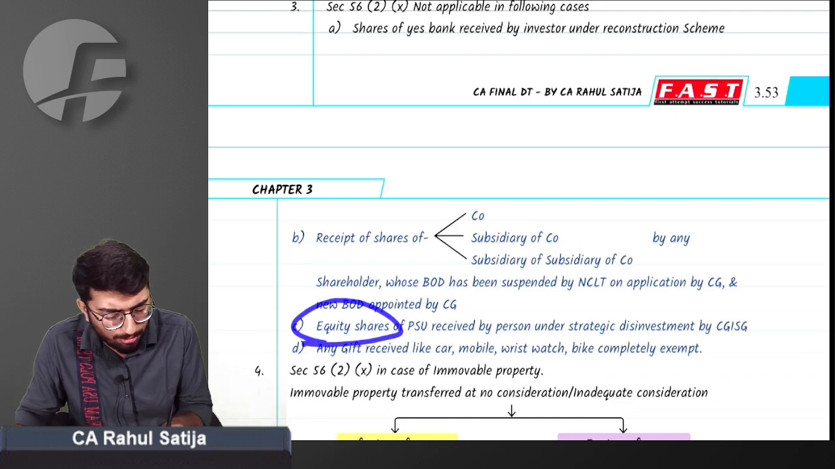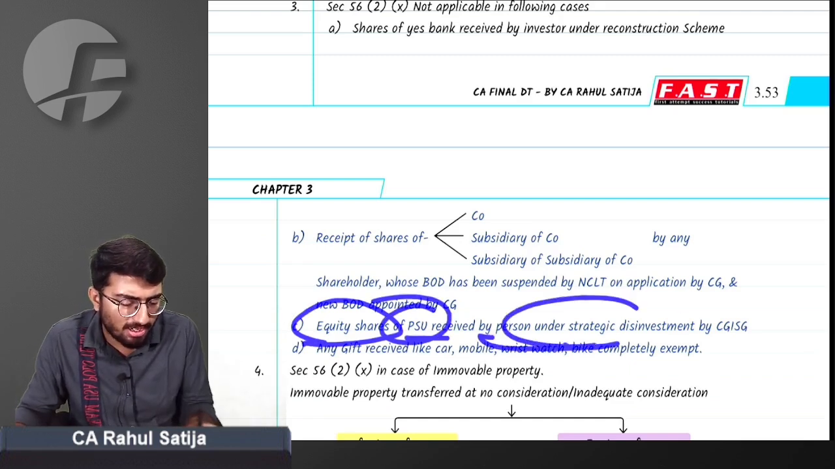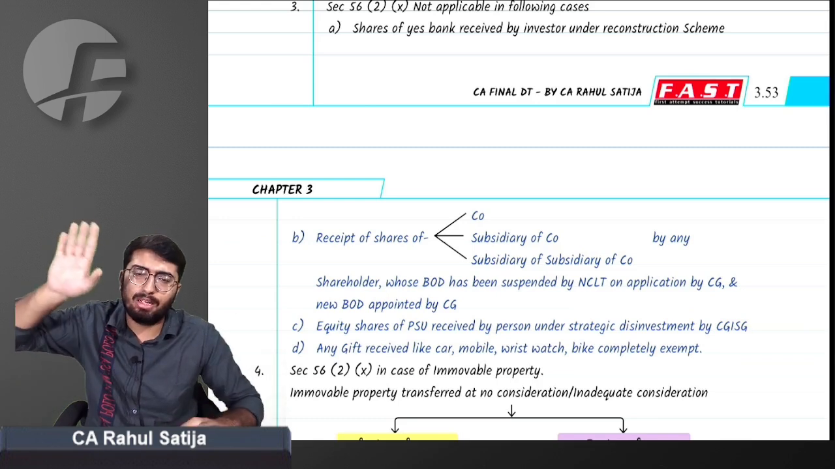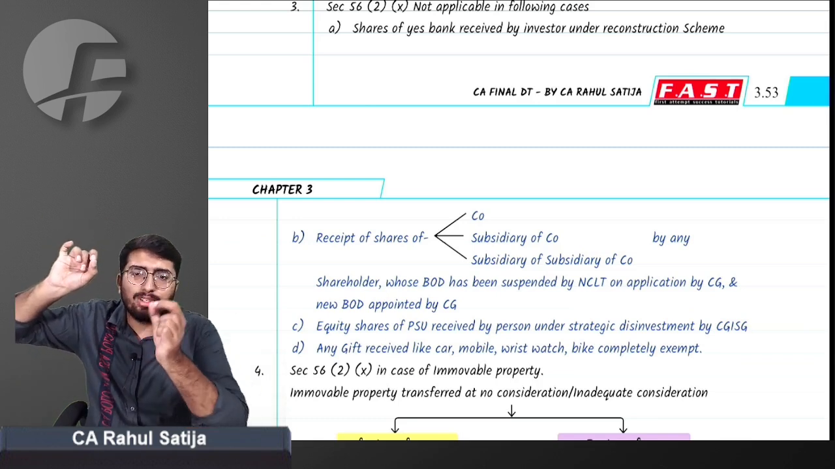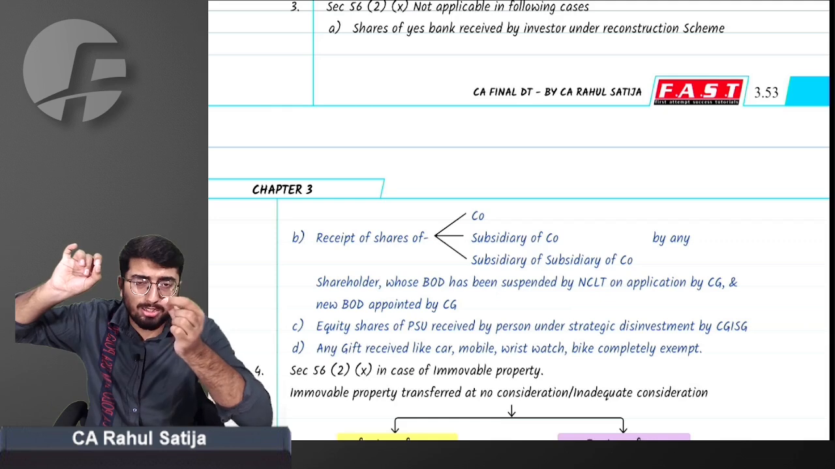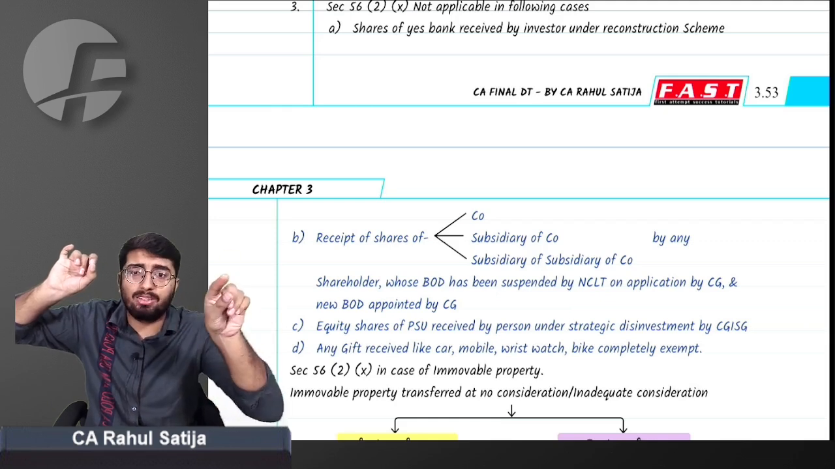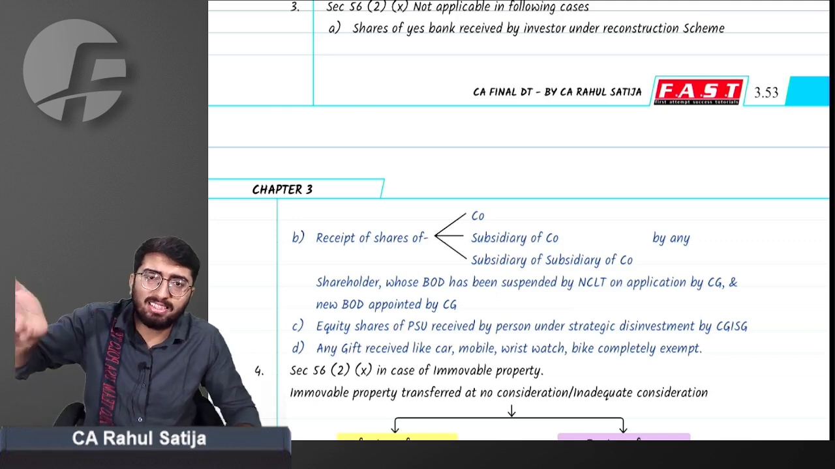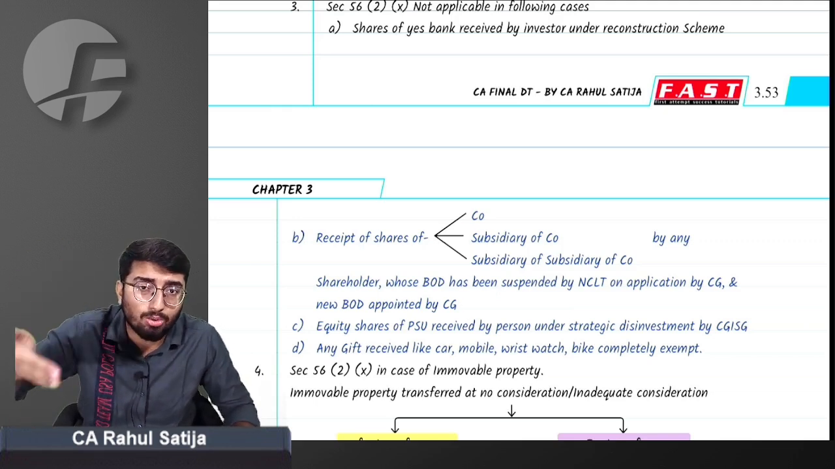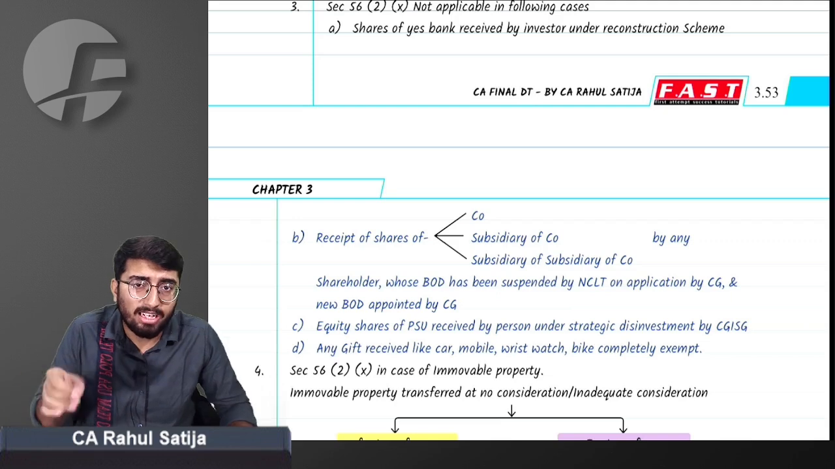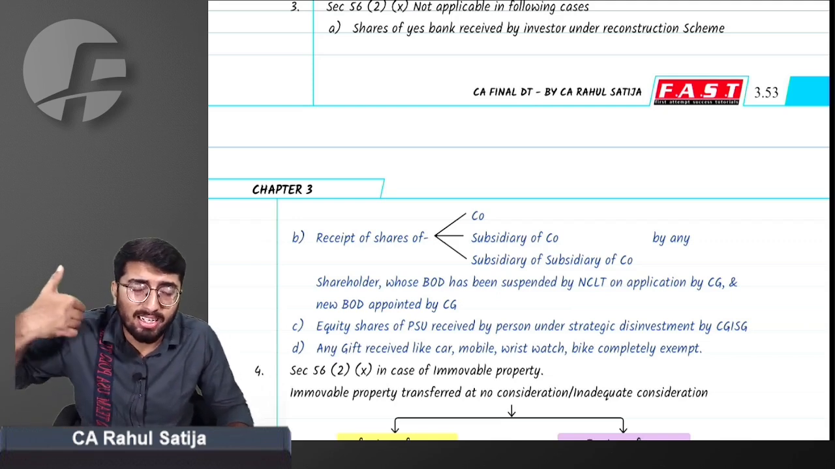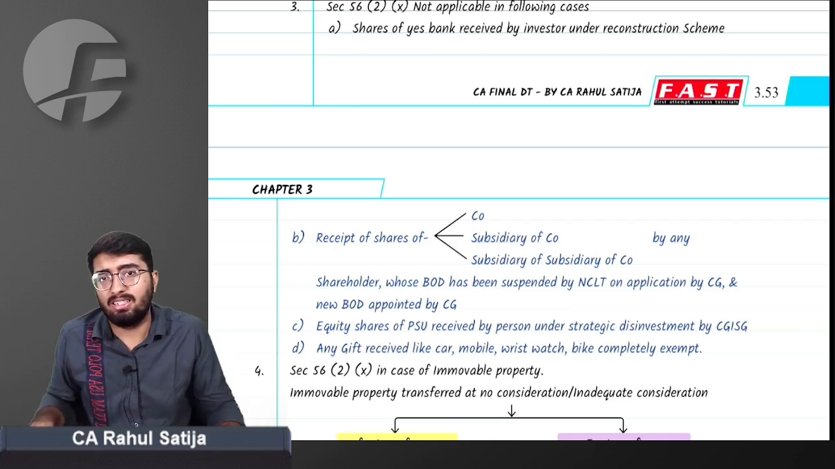Sir, any equity shares of a public sector undertaking received by a person under a strategic disinvestment scheme. Strategic disinvestment implies any scheme governed by the government through which it reduces its shareholding in that PSU to a certain threshold. In that scheme, many times shares are sold at a very low value, and if any person acquires such shares at a lower value, that income will not be treated as a gift in his hands.